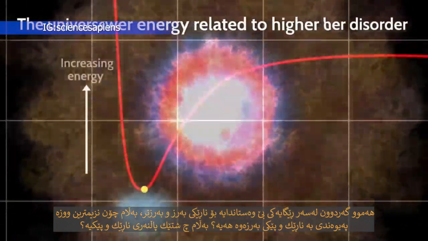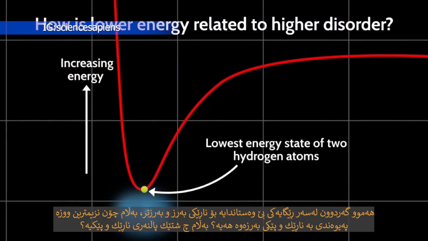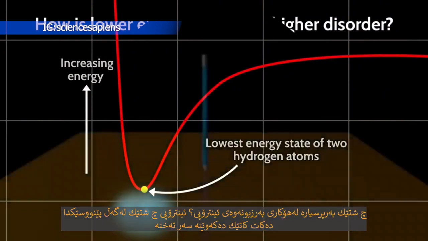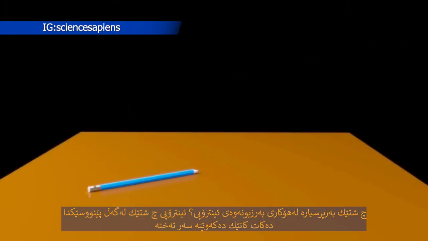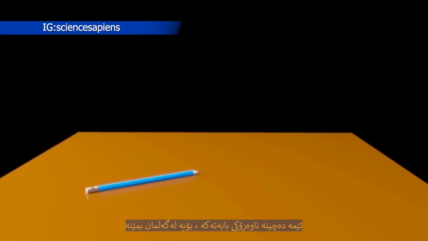But how is lower energy related to higher disorder? And what's driving this disorder? What's the underlying cause of higher entropy? And what does entropy have to do with a pencil falling to the table? We're going to get to the bottom of this, so stick around because that's coming up right now.